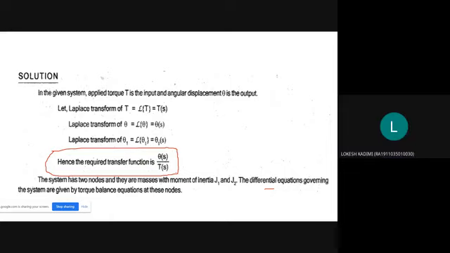So please note down only the required transfer function. What is it? The output of the system, theta of S, divided by the input of the system, which is torque.